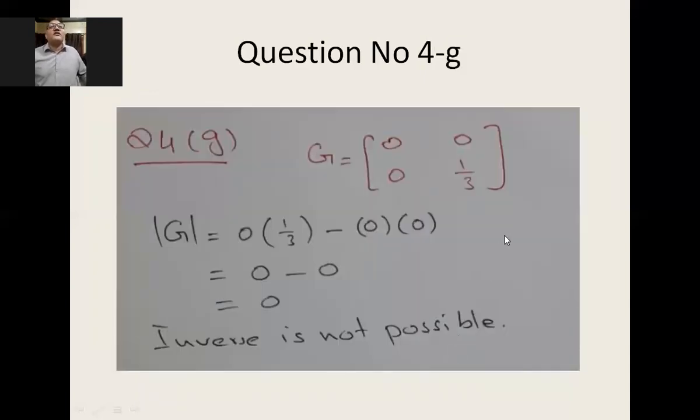Now we have question number 4 and its G part. The G matrix, I just gave it the name G, is equal to 0, 0, 1, 0, 0, 0, 1 by 3. So the G determinant will be, you will multiply these two members along this diagonal minus the two members along this diagonal. So you will have 0 multiplied by 1 by 3 minus 0 multiplied by 0, and you will get 0 minus 0, and that will be 0. Because the determinant is 0, you cannot find the inverse of this matrix.